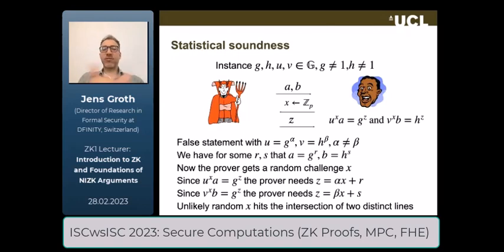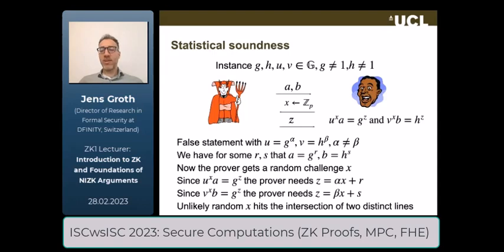Okay, and it's very clear that when you see group elements A and B, then A is g to the r for some r that the verifier doesn't know, and B is h to the s for some s that the verifier doesn't know. And at this point, the verifier sends a random challenge to the prover.